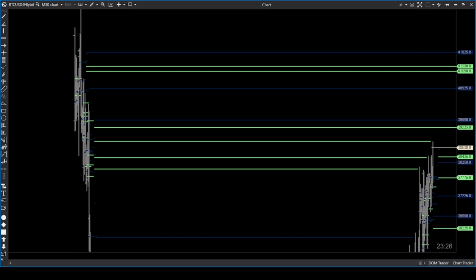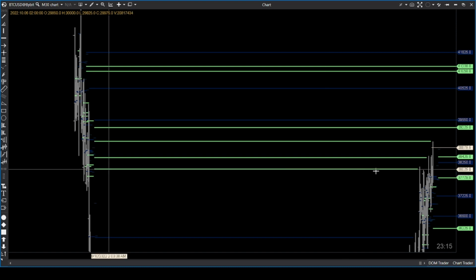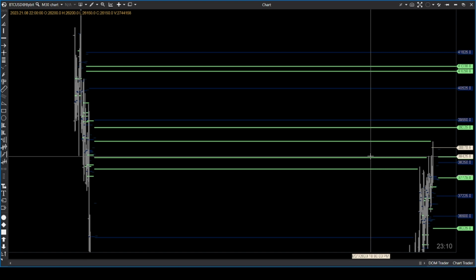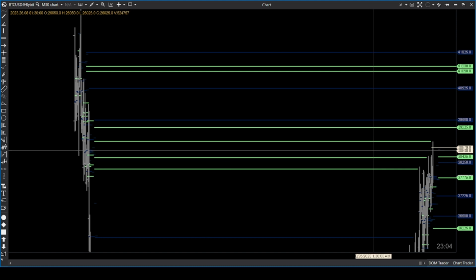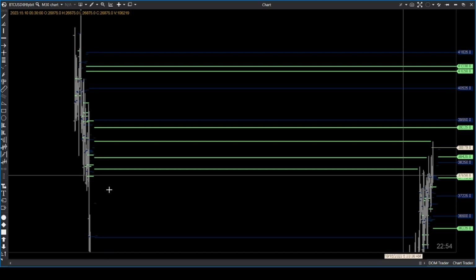Okay. So this is attached, and this is the TPO chart. You could see these green lines. Those are single prints. Like one of the single prints was the reason I went long at 37.6 as well. I could show you that too, but this is from single prints from last year, May. So like 1.5 years ago. And you could see the respect the single prints get.